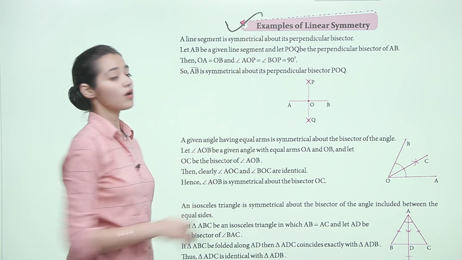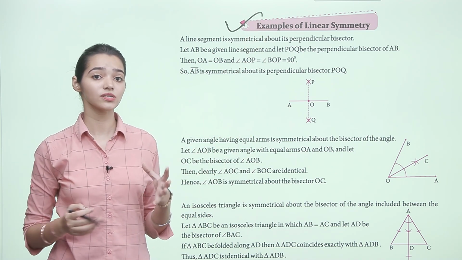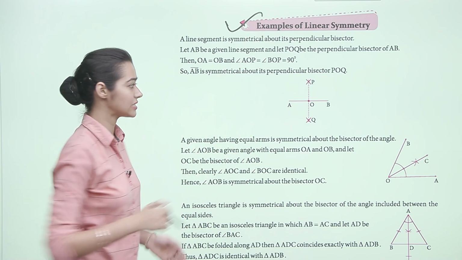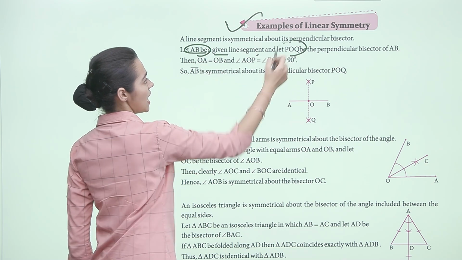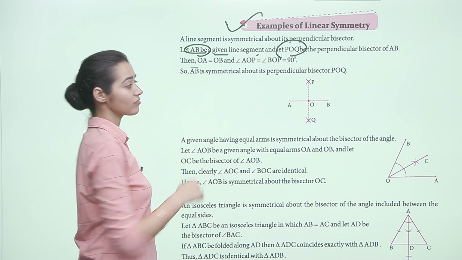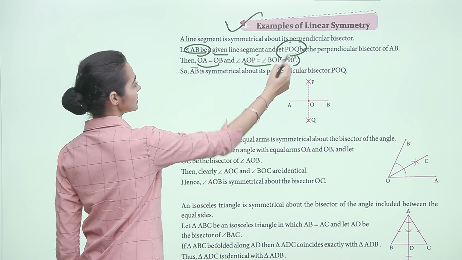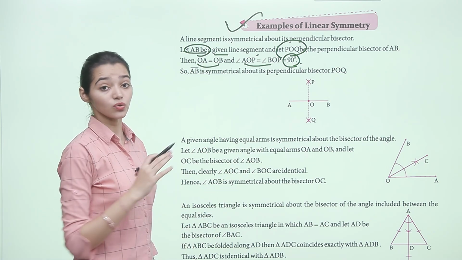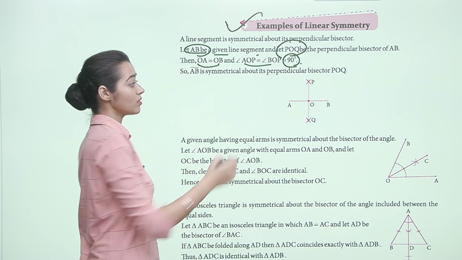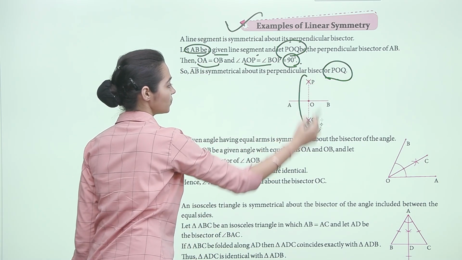Now examples of linear symmetry. A line segment is symmetrical about its perpendicular bisector. Let AB be a given line segment and POQ is a perpendicular bisector of AB. OA is equal to OB and this angle is 90 degrees. So AB is symmetrical about its perpendicular bisector POQ.